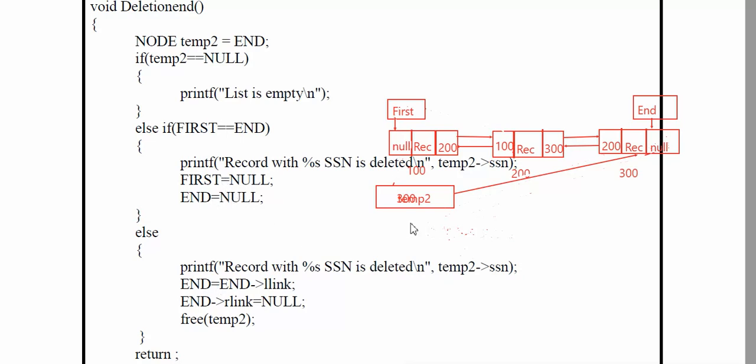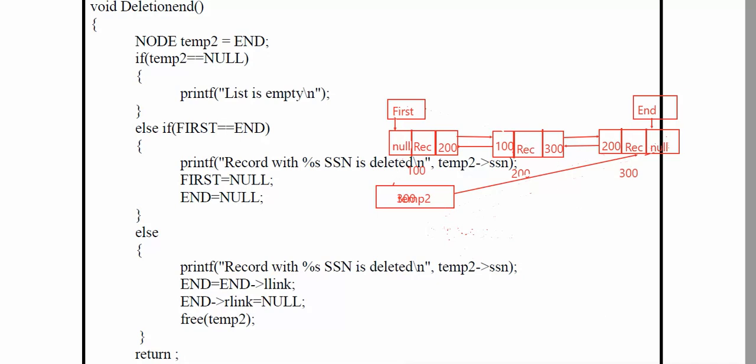Else, if there are more nodes like in our example, then what we do is end is equal to end link. We know that a doubly linked list can be traversed in both forward and backward directions. We'll try to make end point to this node, that is end is equal to end link. What is there in the link? The address of the previous node.